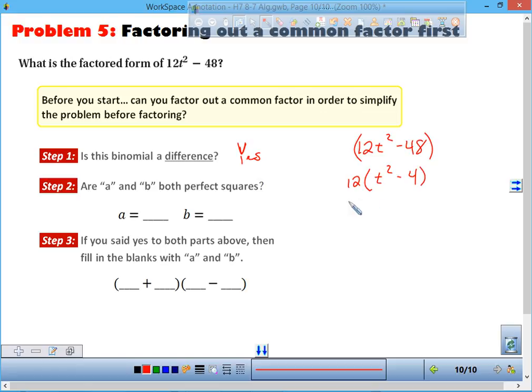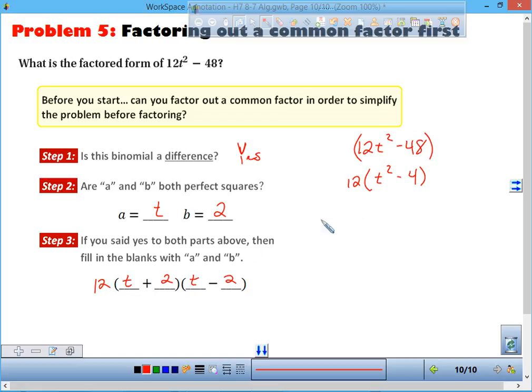So now that I factored that 12 out, is this perfect? Is the t squared perfect? And is the 4 perfect? Yes, it is. Is it still a difference? Yes, it is. So now I find the square root of t squared, which is t, and the square root of 4, which is 2. Okay, now our binomials are going to be t plus 2 and t minus 2. But remember we factored out that GCF at the beginning? Just like when we factored out a GCF any other time, that still has to be out front. Okay, so it's 12 times the quantity of t plus 2 times the quantity of t minus 2.